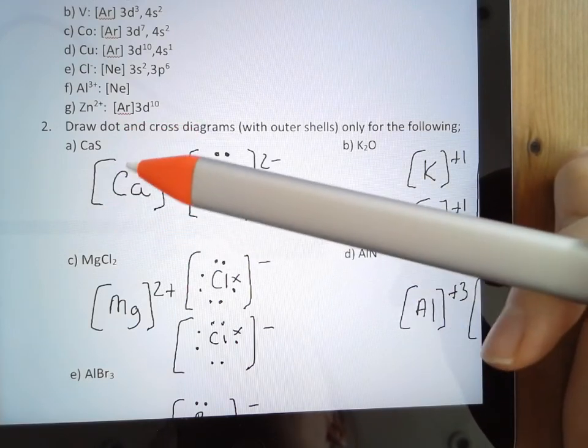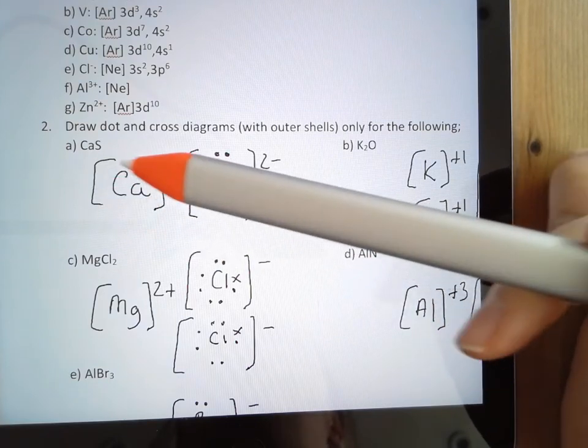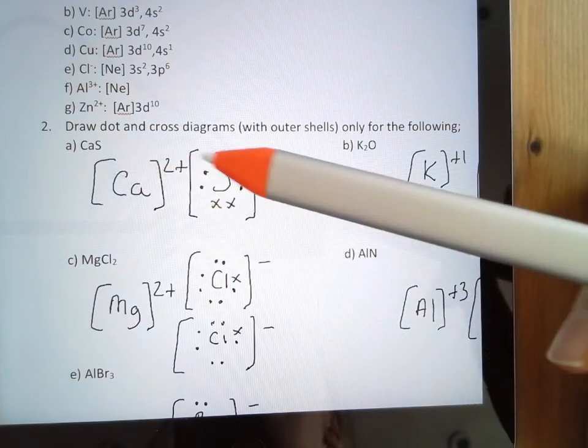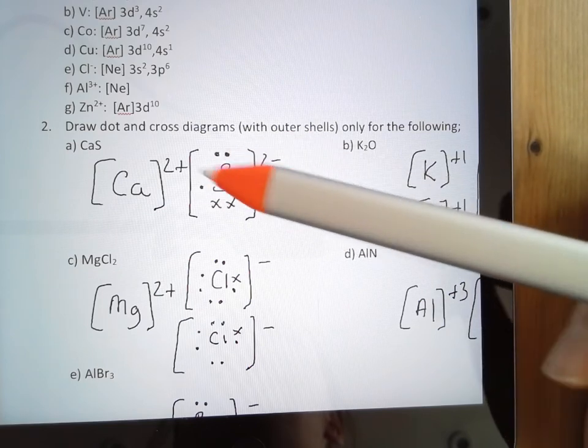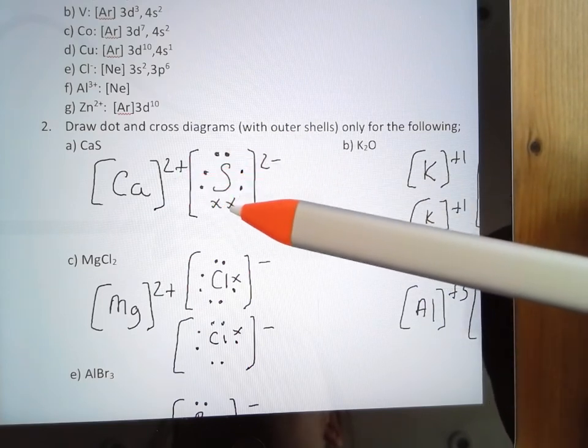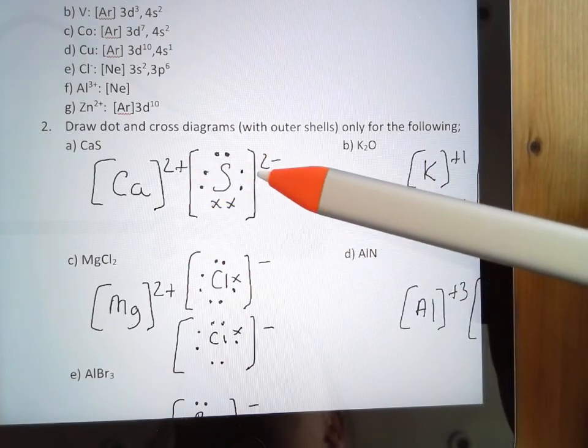So for calcium, as I'm drawing it after losing 2 electrons, I have drawn no electrons around calcium at all. Sulfur, I'm drawing it with its 6 own electrons using dots, and I'm drawing it with 2 extra electrons, which it got from calcium. Calcium is 2+, sulfur is 2-.